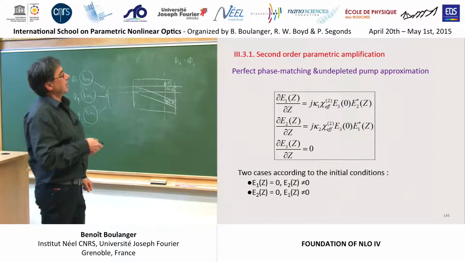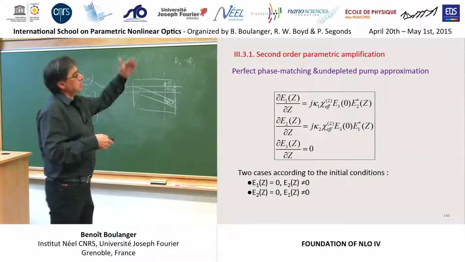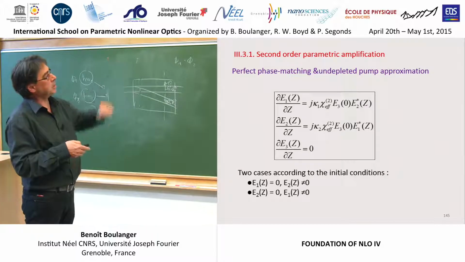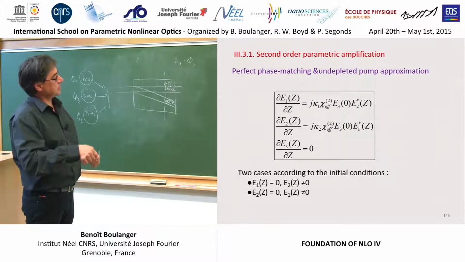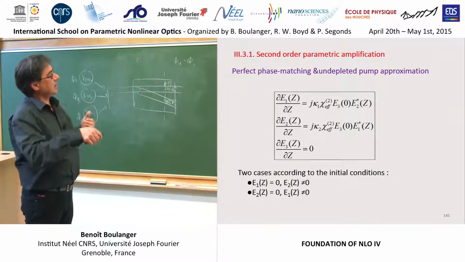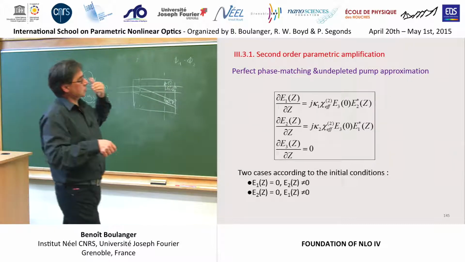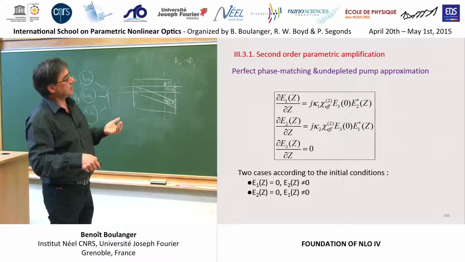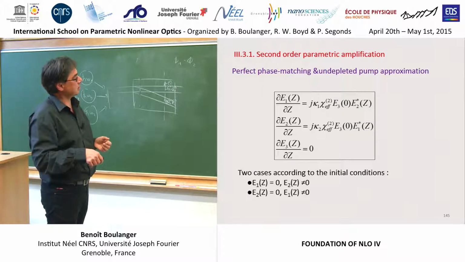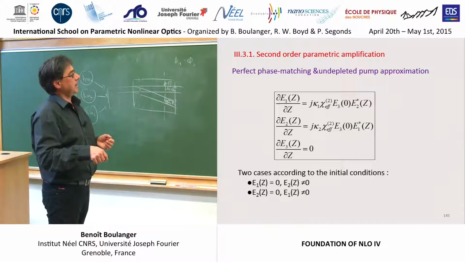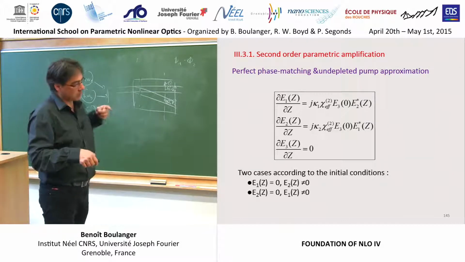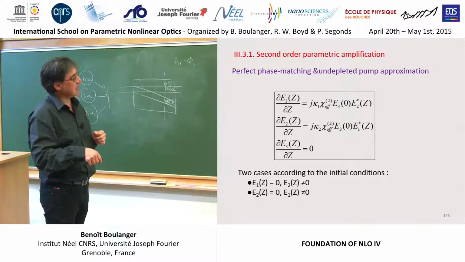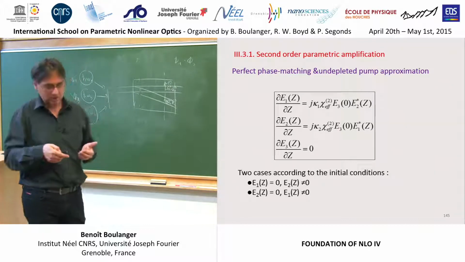So now on parametric amplification. One more time, we have the equations here, in the case of perfect phase matching and undepleted pump approximation. So the pump beam is at omega 3, and we have also the evolution of the two beams at omega 1 and omega 2, the signal and idler. And so we have two cases to consider. E1 equals 0, E2 different from 0. So it's a case where you want to amplify the beam at omega 2, and E2 equals 0, E1 not zero, so you want to amplify the beam at omega 1.